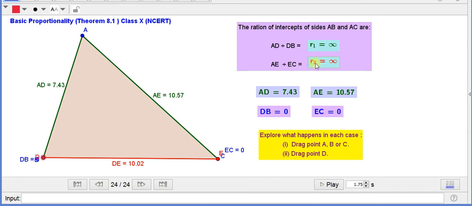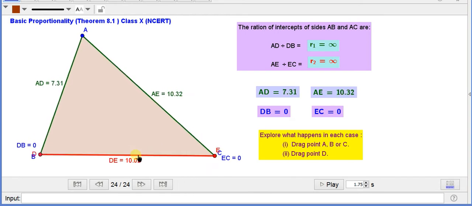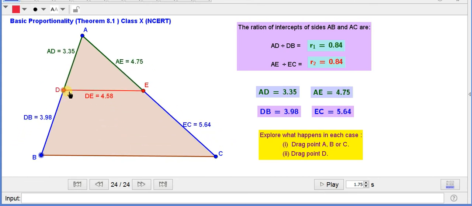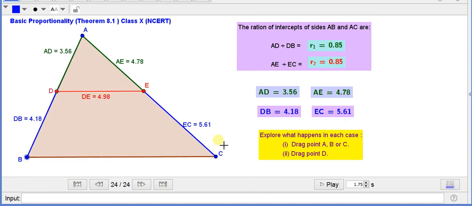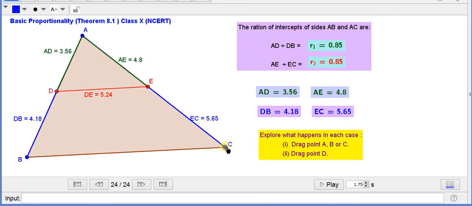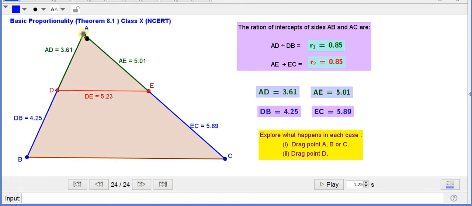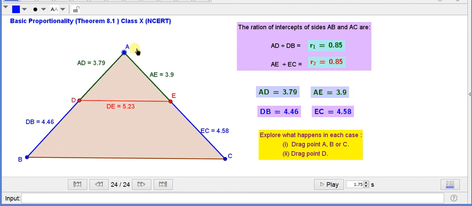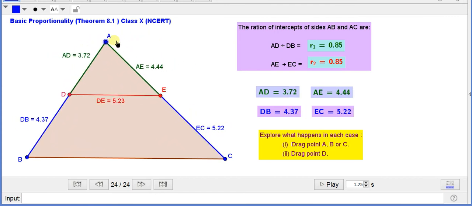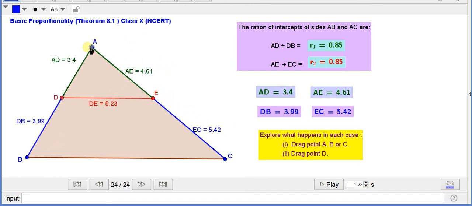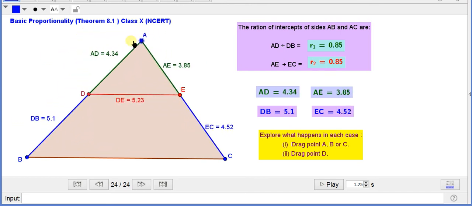So this is a very useful applet. With the help of this applet, we can verify this theorem practically in many ways. We have shifted B and C here. Now I am changing the position of point A. See what is going on with the values of AD, DB, AE and EC. Only these values are changing, the ratio is not changing.